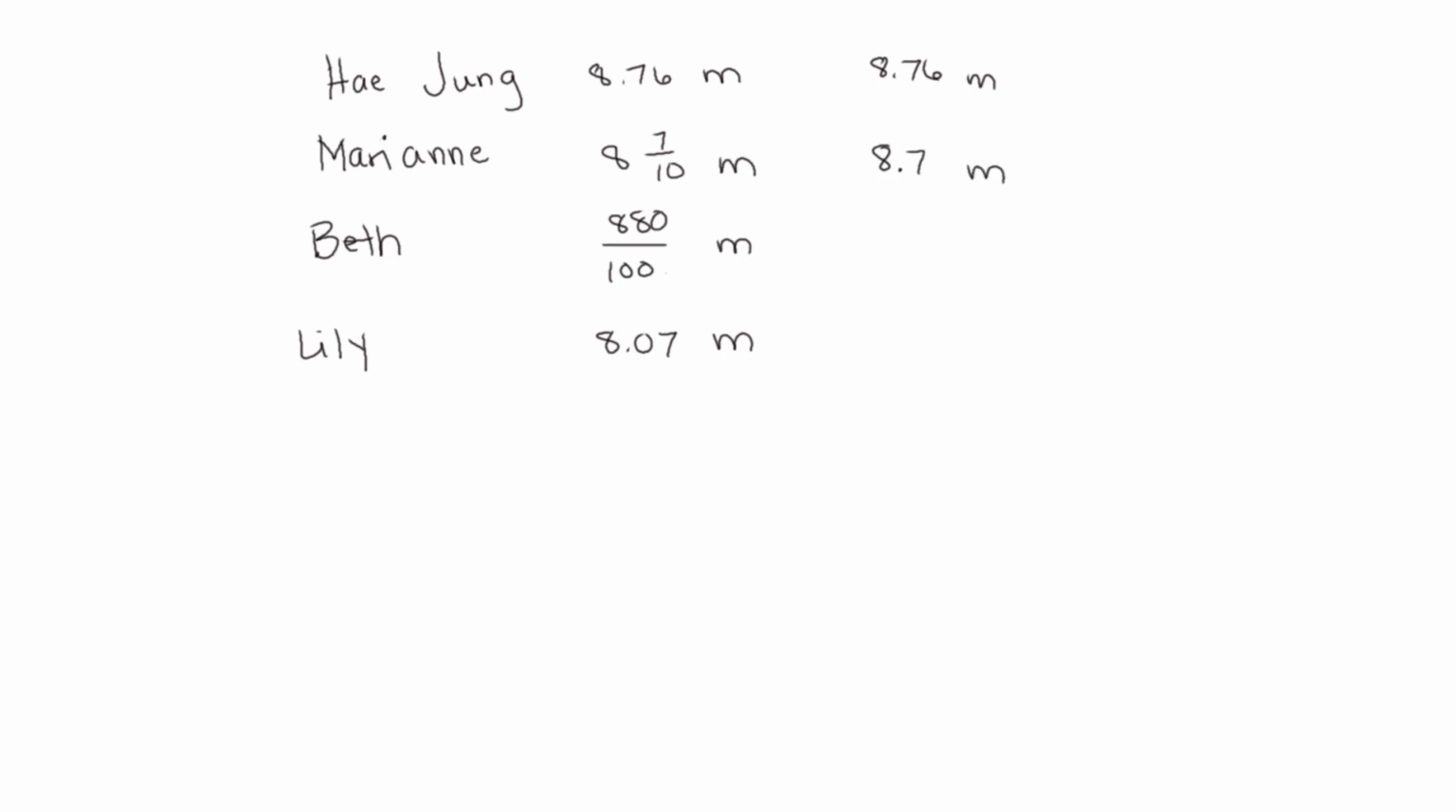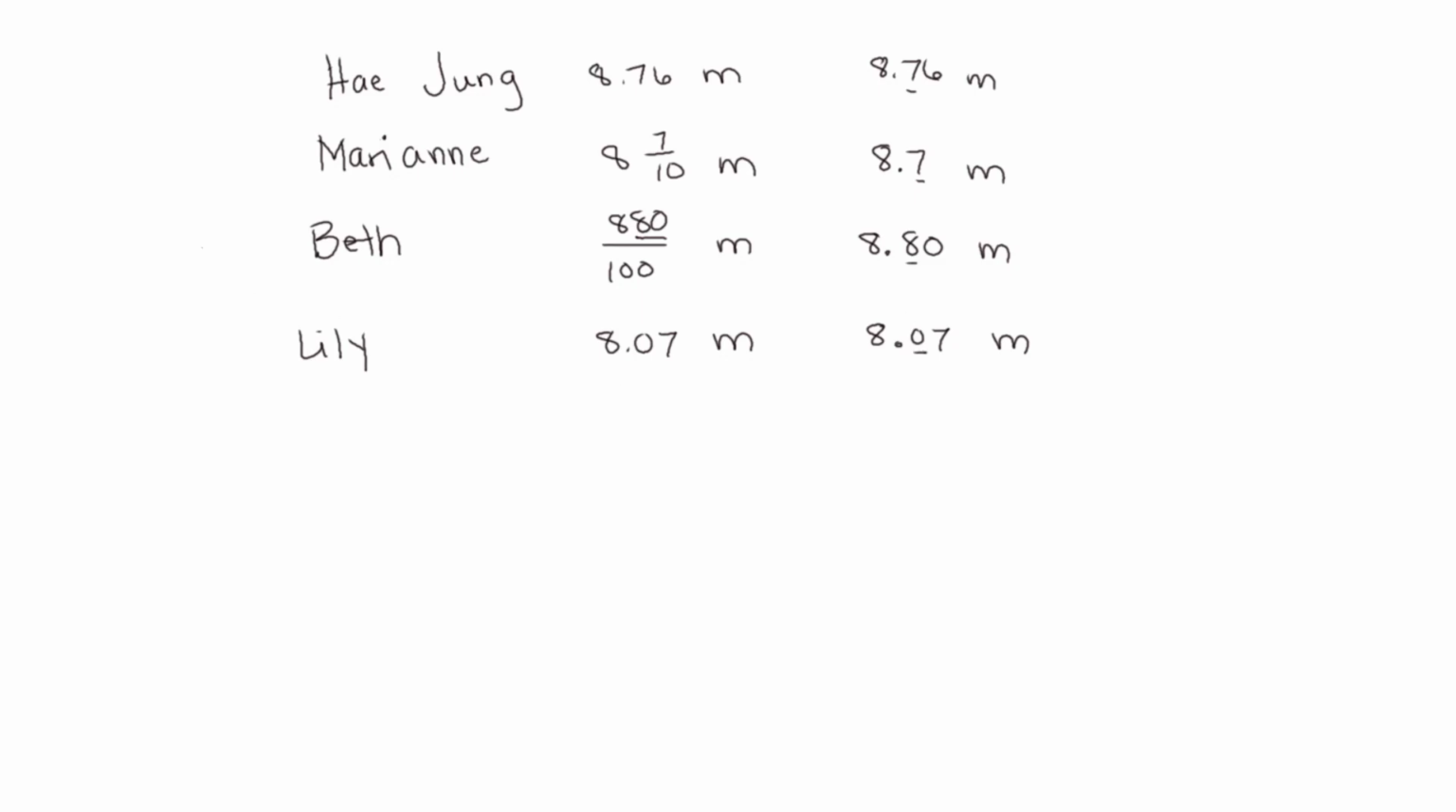Now here we have to first pull out the whole number, 8. 8 hundredths would be 8, which would leave us with 80 hundredths. And finally, we have 8 and 7 hundredths. All right, so comparing the ones place, they're all the same. So that doesn't help us decide which is greater. Then we're going to move to the tenths place. We've got 7 tenths, 7 tenths, 8 tenths, and a 0.